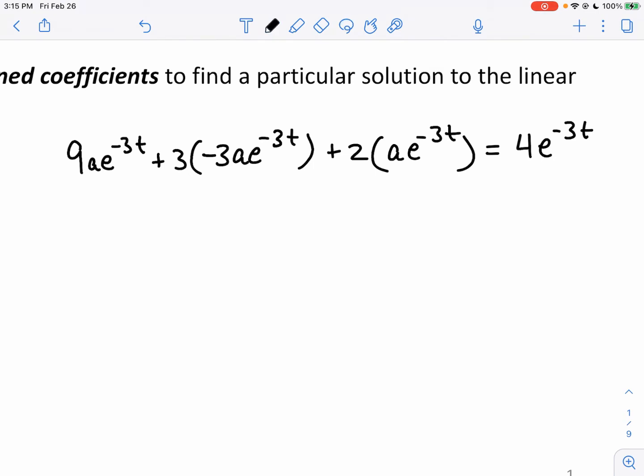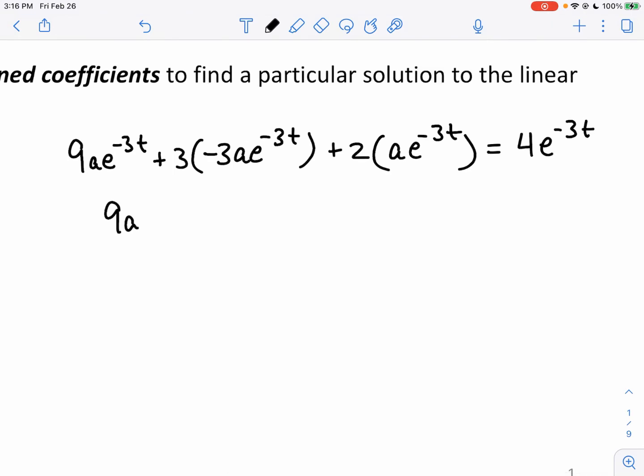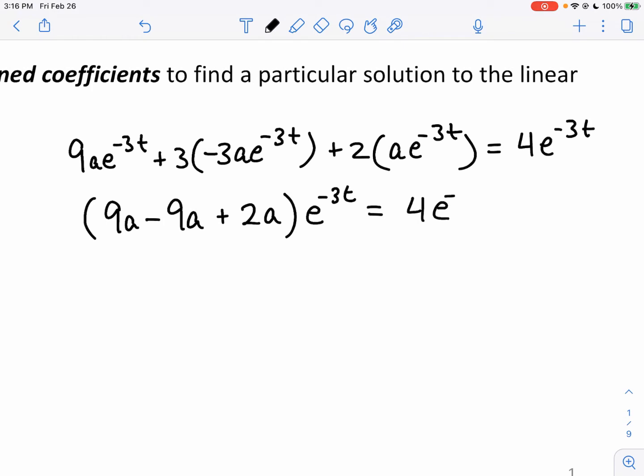So we're going to simplify this expression next. I'm also going to factor out the e to the negative 3t, so I'm doing a couple of things at once. We just have 9a to start, minus 9a, and then plus 2a, all multiplied by e to the negative 3t, and we want that to be equal to the forcing term. The e to the negative 3t's can be divided out, and 9a minus 9a cancel, so we really just have 2a must be equal to 4, which tells us that a must be 2.